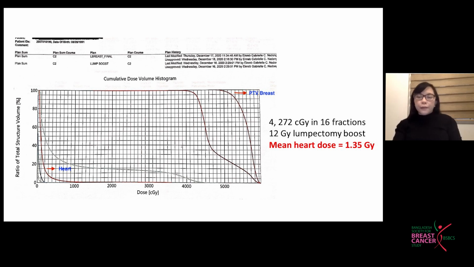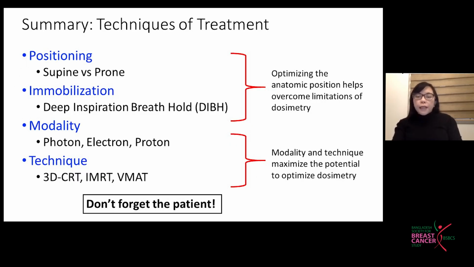So to summarize, I just want to highlight that there are so many different options to choose from. And what you have available in your own center and your expertise is basically what's going to drive what you may do. But with respect to positioning and immobilization, I think the idea behind this would be that we want to optimize the anatomy to help us overcome the fundamental limitations of dosimetry. And then we can also look at modality and technique to help us maximize the actual potential the dosimetry has. And lastly, of course, as mentioned, patient factors are also very important. Thank you.